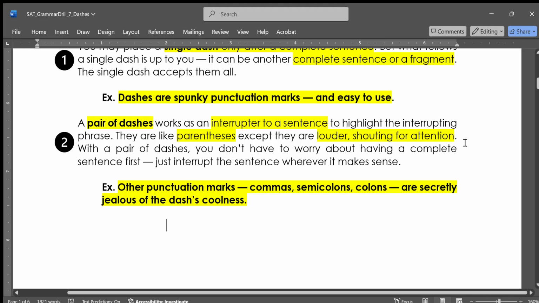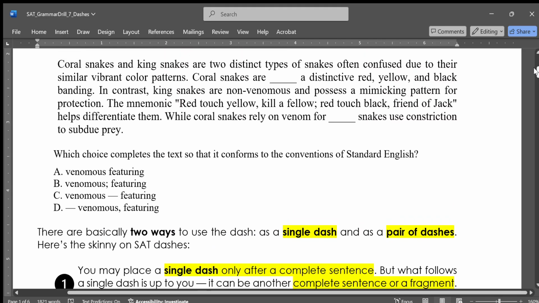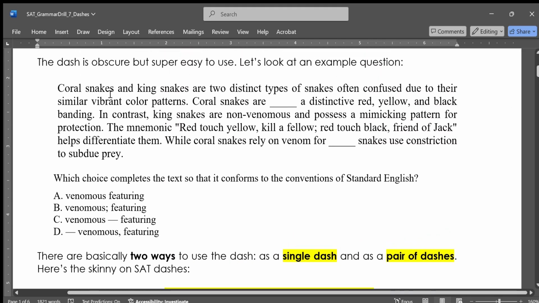All right, let's take a look at this passage about the coral snake and the king snake. It says, coral snakes and king snakes are two distinct types of snakes, often confused due to their similar vibrant color pattern. Coral snakes are blank, a distinctive red, yellow, and black banding. Let's take a look at what that is. It asks, which of the following would I actually put in there?